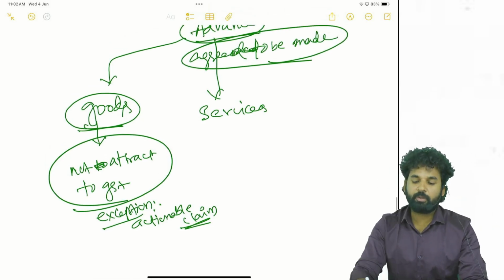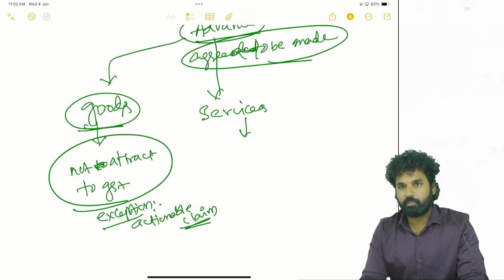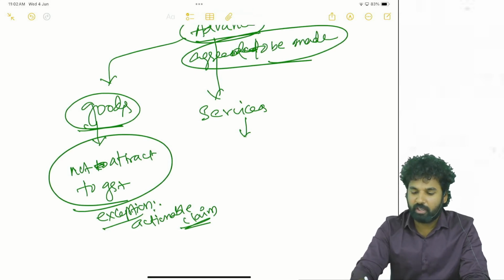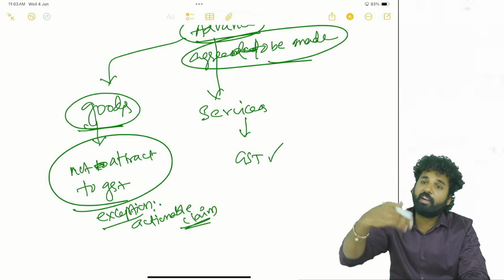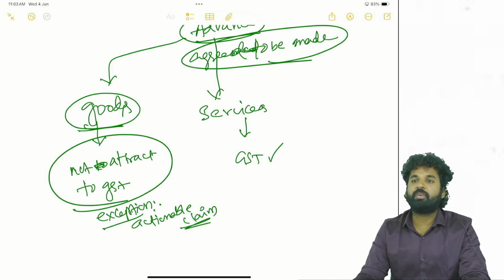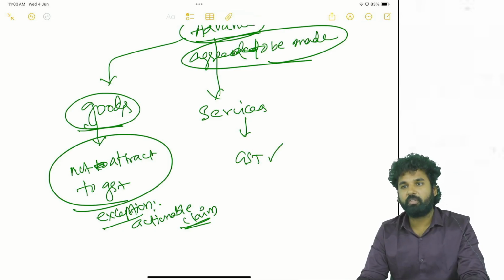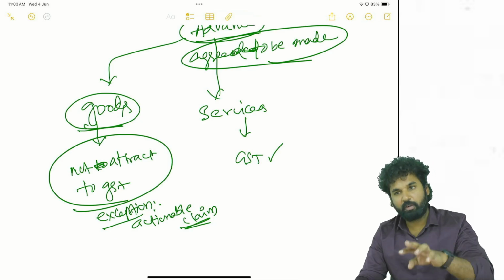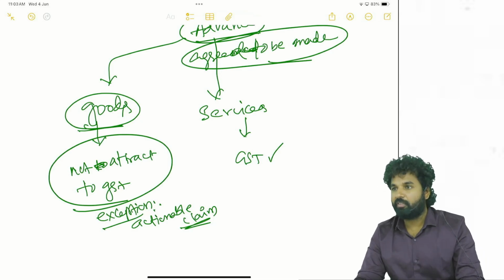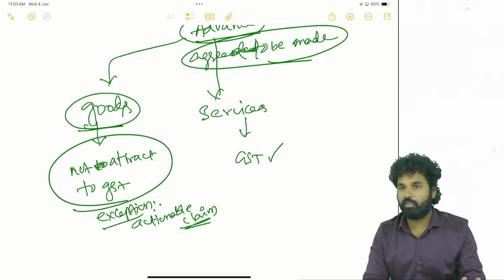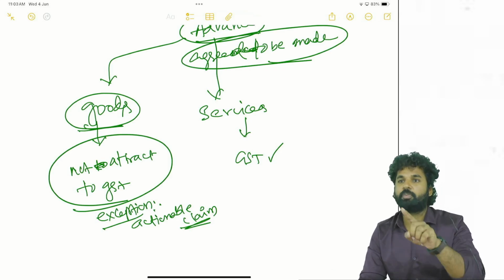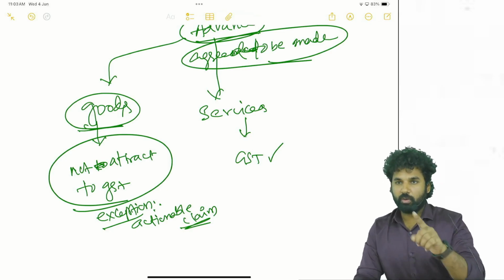With respect to services, if you are taking advance, GST will be attracted on the advance itself. You need not wait for the provision or the actual supply of service. GST will be attracted when you are taking advance with respect to services. With respect to goods, GST will not be attracted at the time of advance, but there is an exception with respect to specified actionable claims. You got this point? Right.